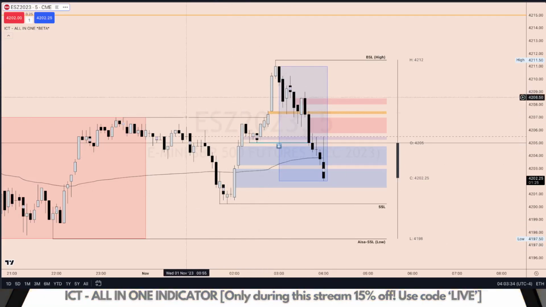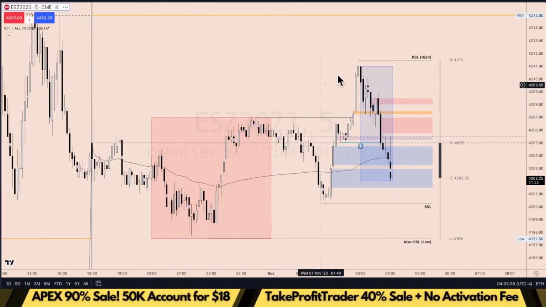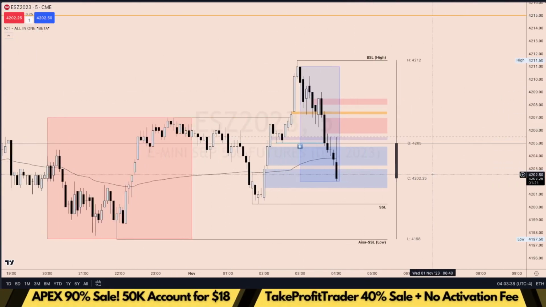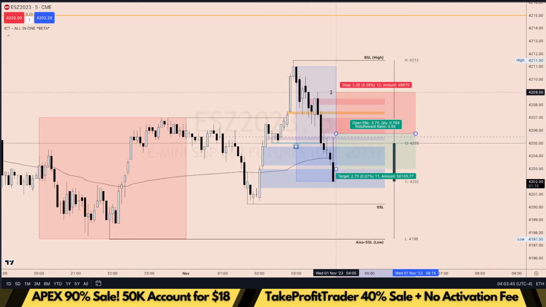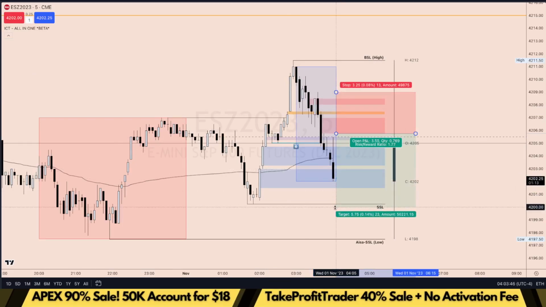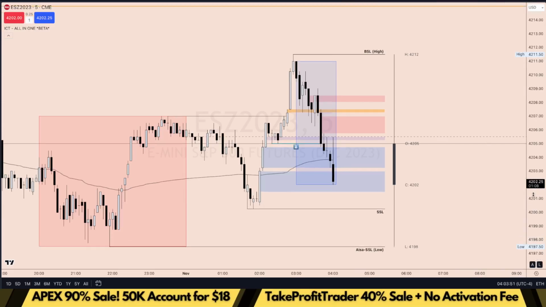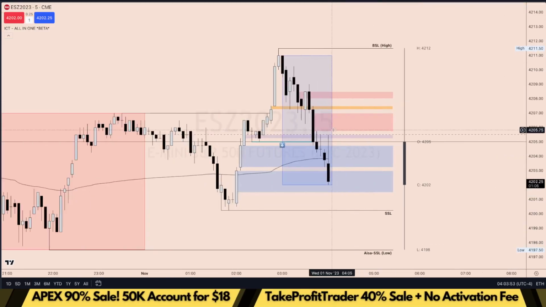We took session liquidity, we reversed from the high of the day, but the entry for me would have come from this bearish fair value gap here. Stop loss 3.5 points, target sell side, perfect 5.5 points target, done. But we only retraced up to the midnight level.